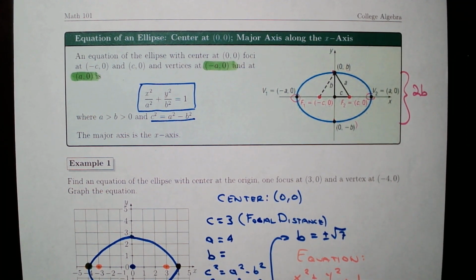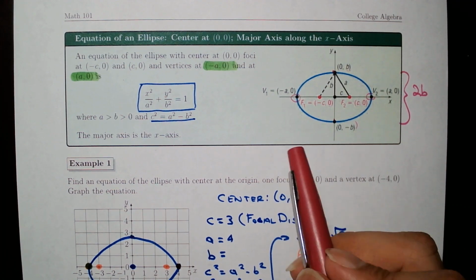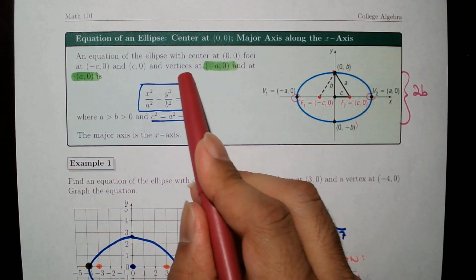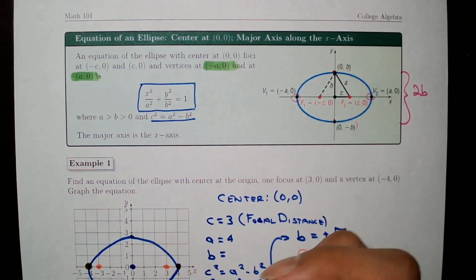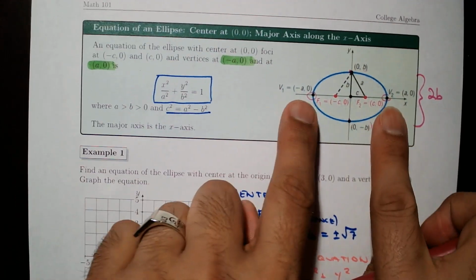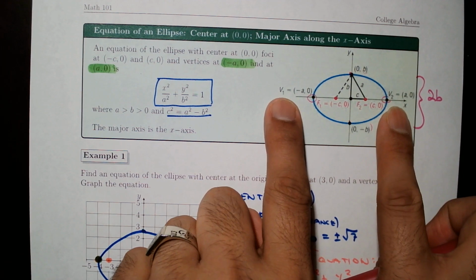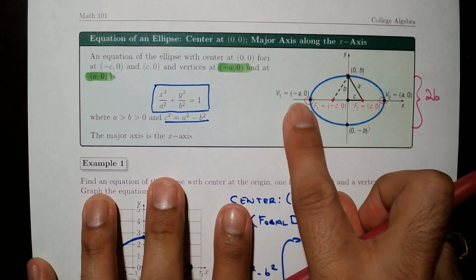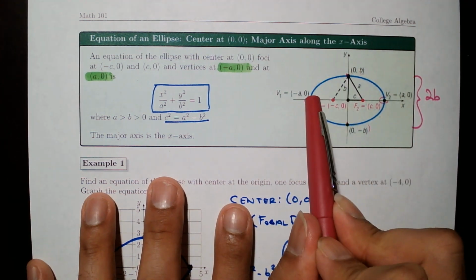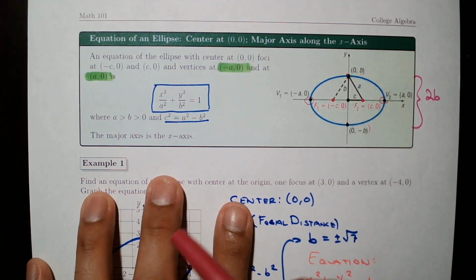All right, so every time that we look at an equation of an ellipse, how do we know that it is a horizontal ellipse? Another way to say horizontal ellipse: the major axis is the x-axis. Notice the major axis is the x-axis.